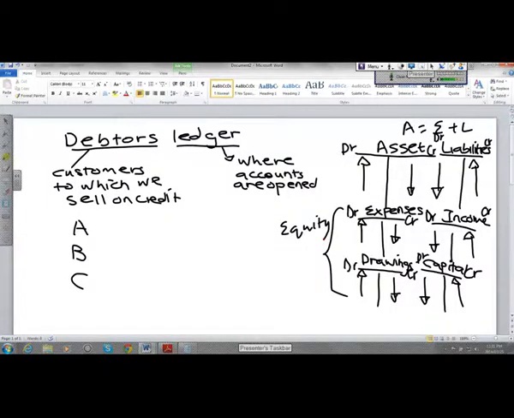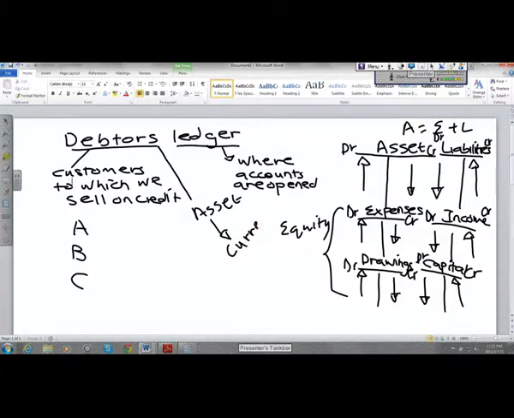All right, so a debtor, remember, we said it's an asset. And then what type of asset is the debtor? We said the debtor is a current asset. Okay, so you can remember that.